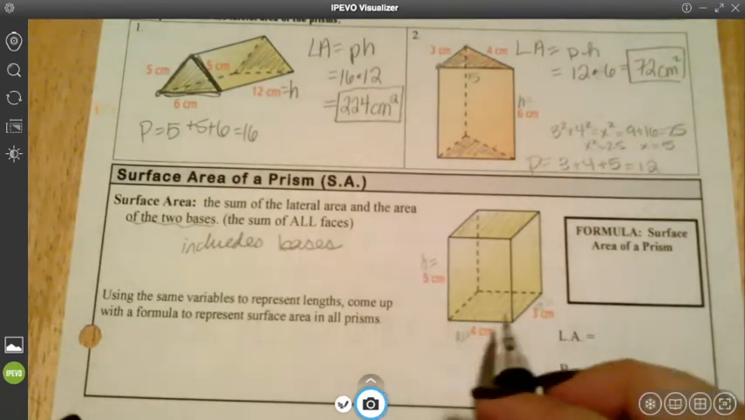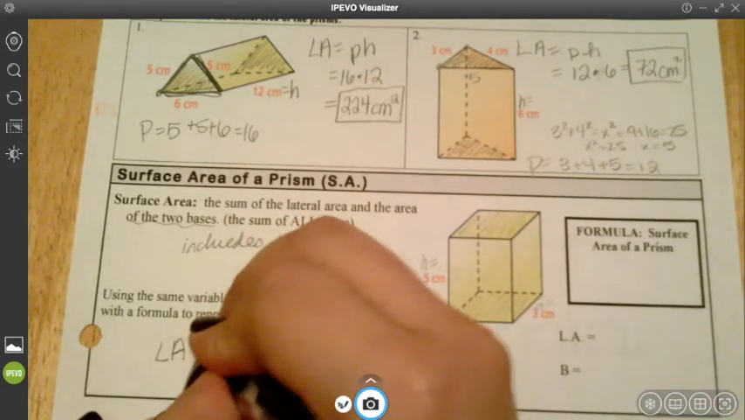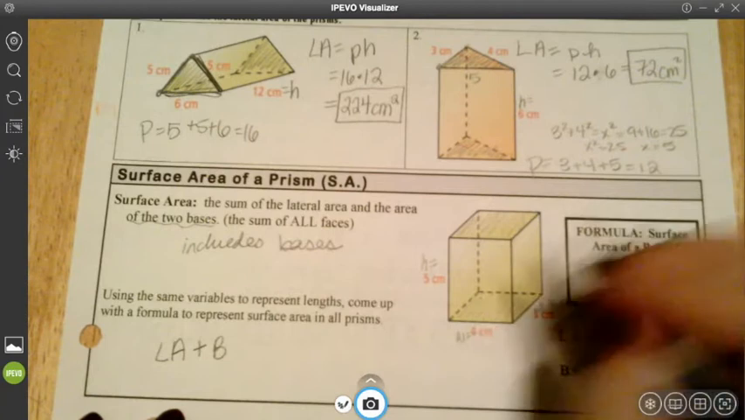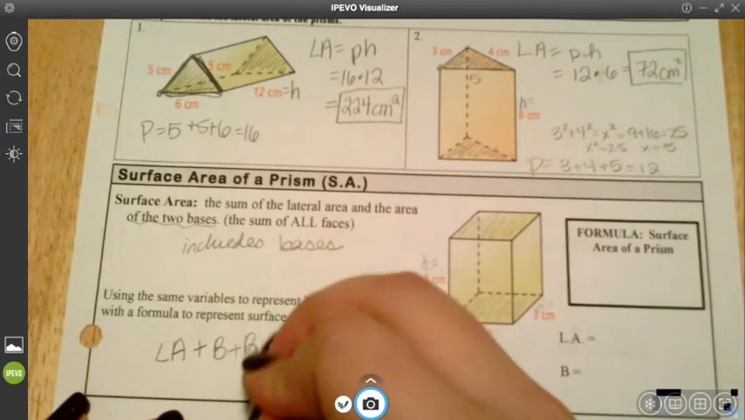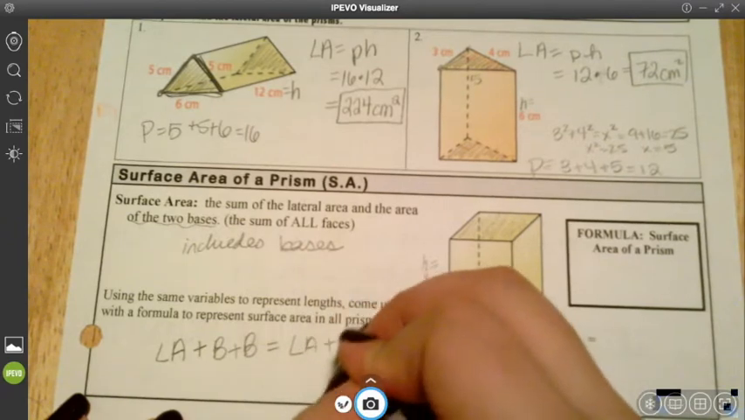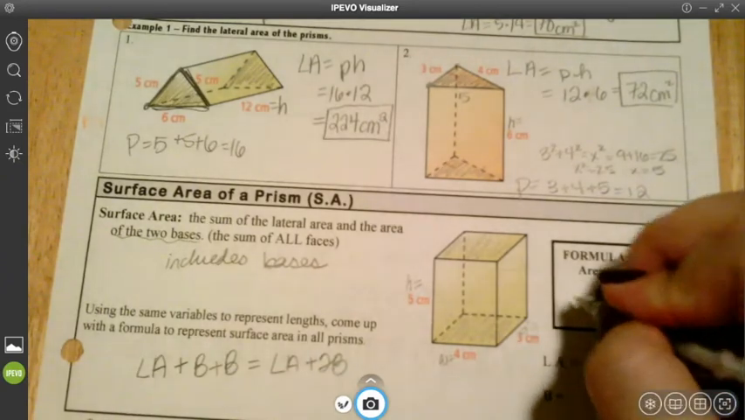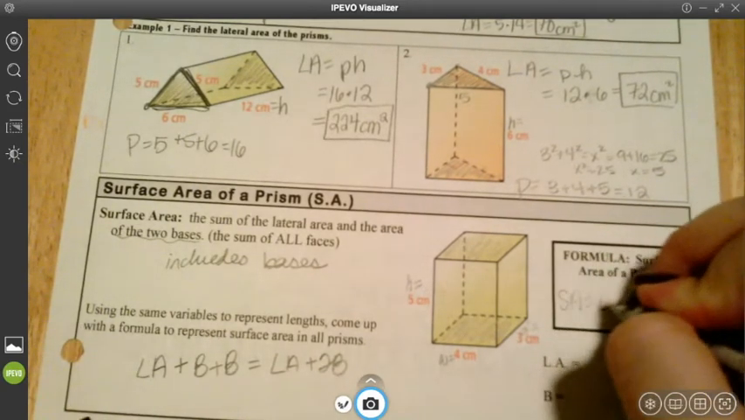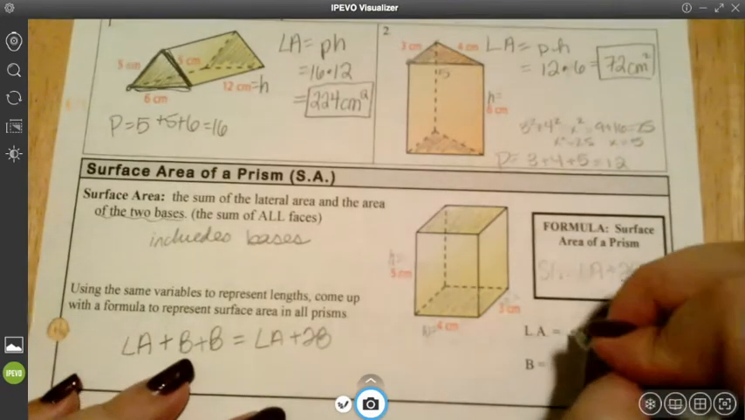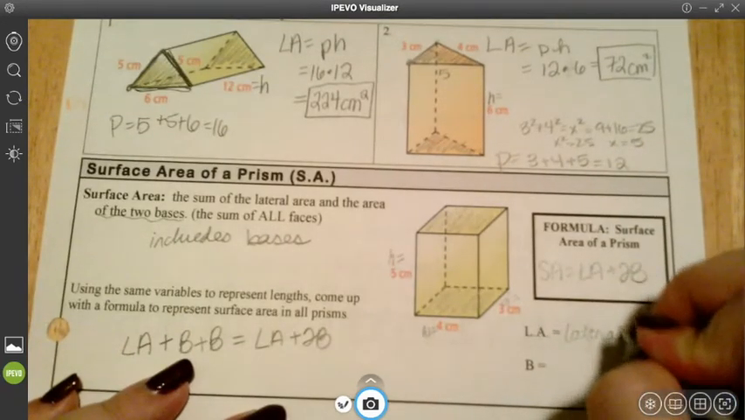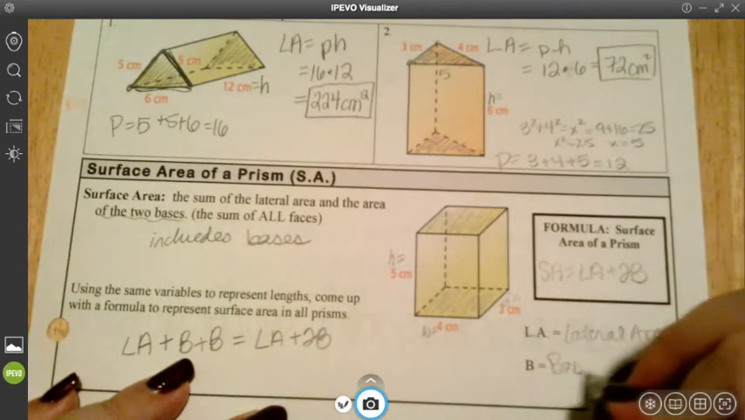So to find our surface area, we're going to take the lateral area, and then we have to add in the area of my first base, plus also the area of my second base. So this is lateral area plus 2 bases. Okay, so our formula here, surface area equals lateral area plus 2 bases. LA is lateral area, and B is base area.